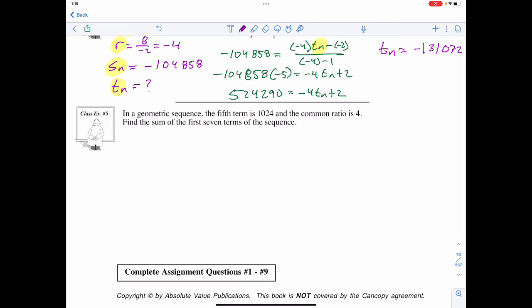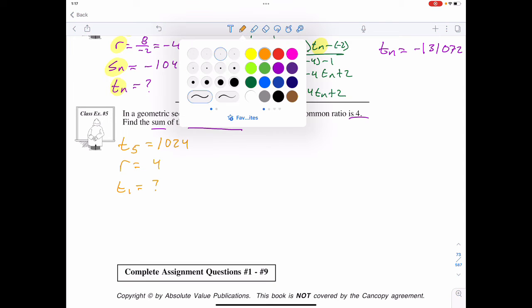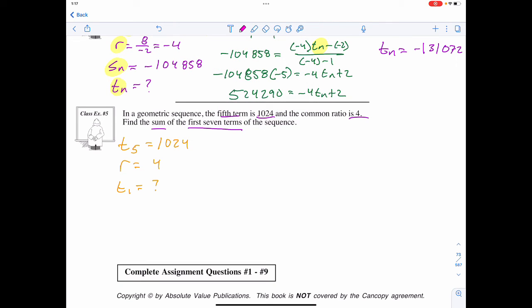For example 5, it says a geometric sequence, the fifth term is 1,024, and the common ratio is 4. Find the sum of the first 7 terms in the sequence. I list out what I know. I know that T5 is equal to 1,024. I know that R is equal to 4. I don't know what T1 is, but I can solve T1 with this information using my geometric sequence formula.